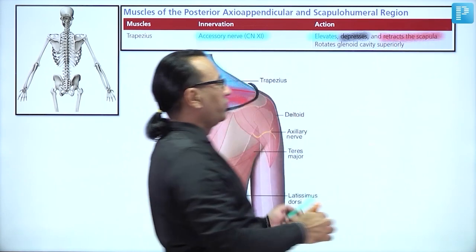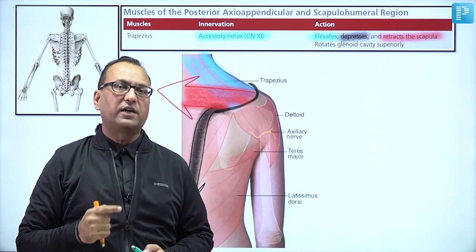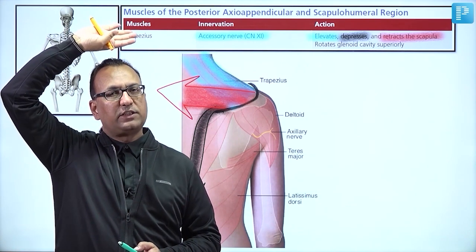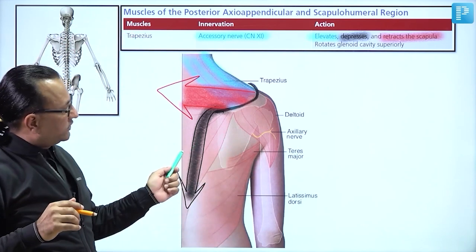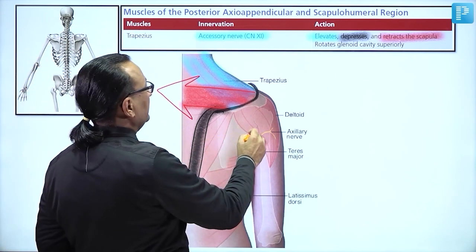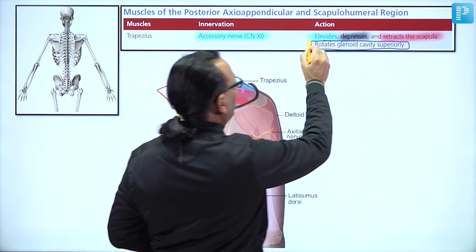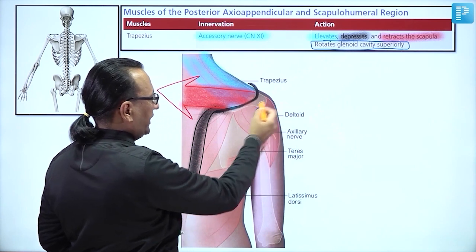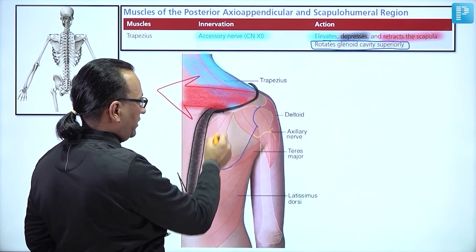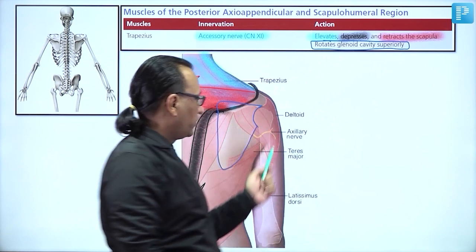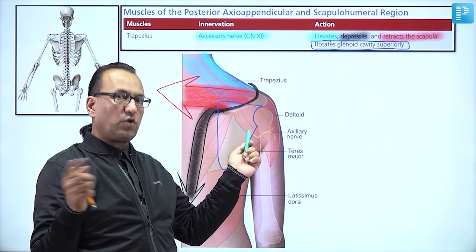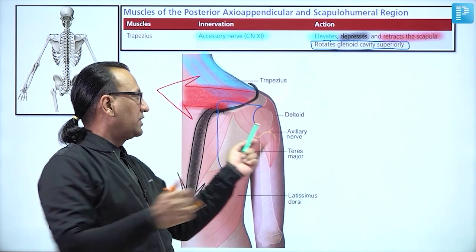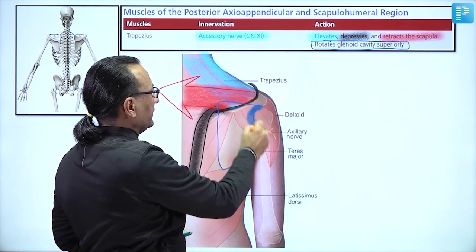Then we have to talk about the trapezius working with serratus anterior for overhead abduction of more than 90 degrees. So how does it work with serratus? It will be taking the glenoid cavity superiorly. As we know, the glenoid cavity normally is directed laterally. This is the glenoid cavity of the scapula here, and if we want the humerus, which is articulating here to make the shoulder joint, to move beyond 90 degrees of abduction, then this glenoid cavity must be facing upwards.